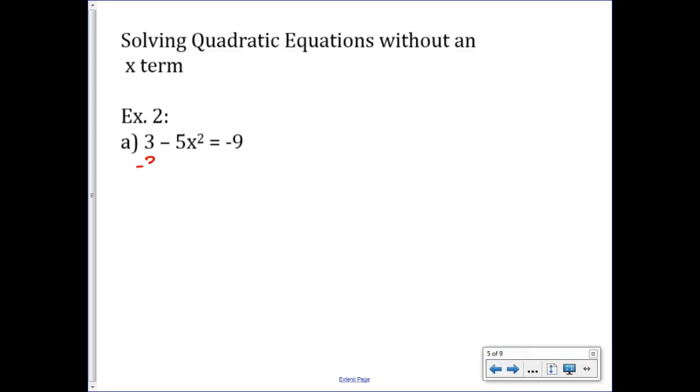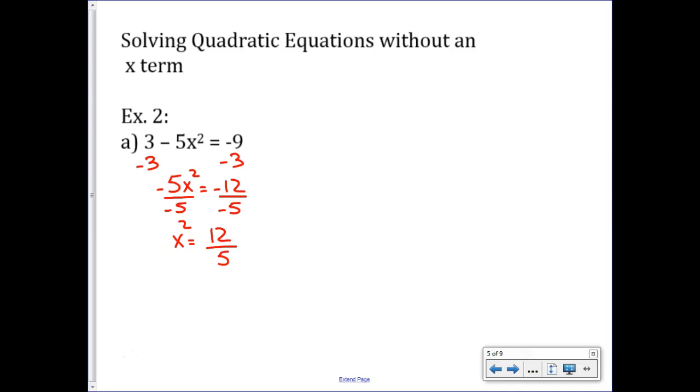So I'm going to move this 3 over to the other side by subtracting. I end up with negative 5x squared equals negative 12. Then I'm going to divide by negative 5 so I can continue trying to get x squared by itself. So I get x squared equals positive 12 over 5.